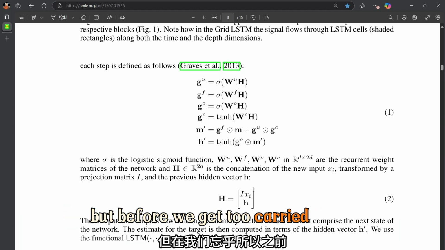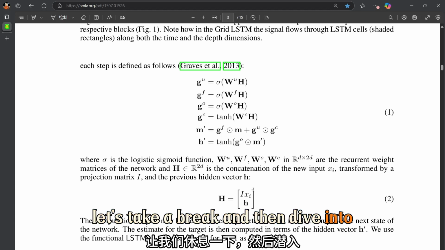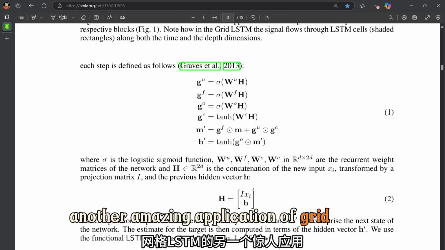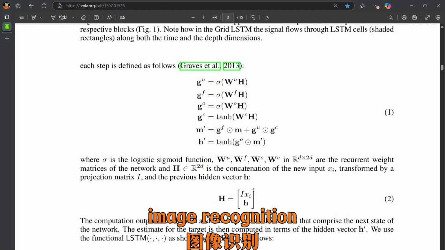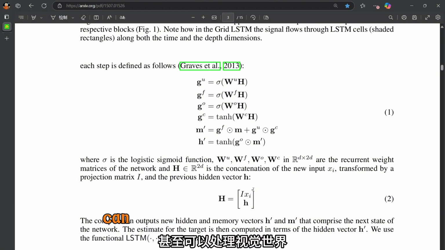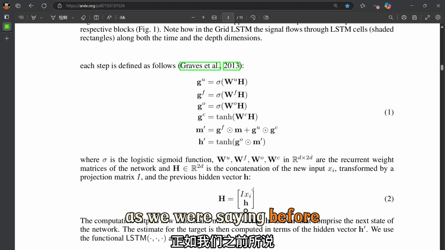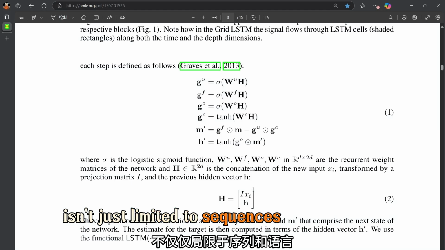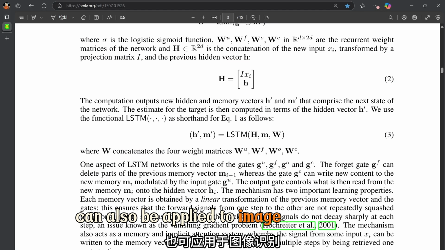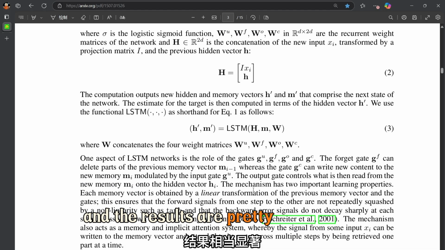But before we get too carried away, let's take a break and then dive into another amazing application of Grid LSTM. Image recognition. You heard that right. This versatile architecture can even tackle the visual world. Welcome back to our deep dive on Grid LSTM. As we were saying before, this architecture isn't just limited to sequences and language. It can also be applied to image recognition, and the results are pretty remarkable.